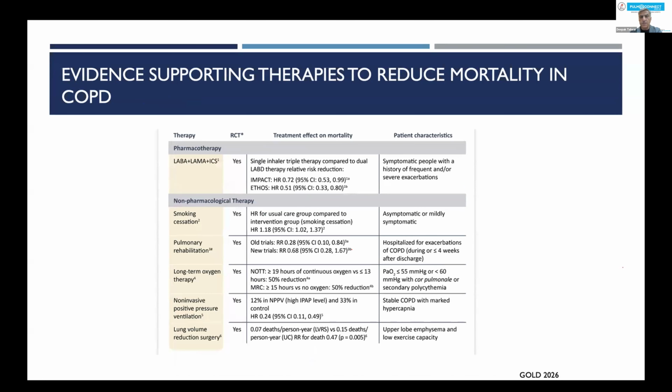When we look at the therapies to reduce the mortality in COPD patients, then LABA-LAMA-ICS is the most important one, which has been shown to reduce the mortality in patients of COPD. So triple therapy, and then comes smoking cessation, pulmonary rehabilitation, long-term oxygen therapy when they are candidates for long-term oxygen, as well as NIV when they are candidates for NIV, and certain patients who are the candidates for lung volume reduction surgery. That also reduces the long-term mortality in this group of patients.